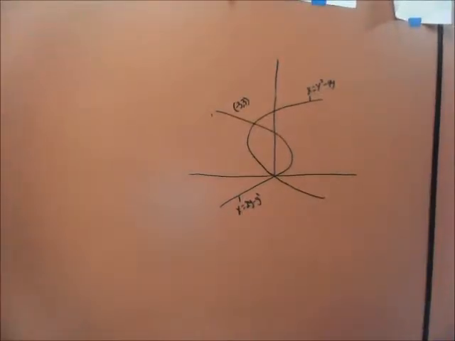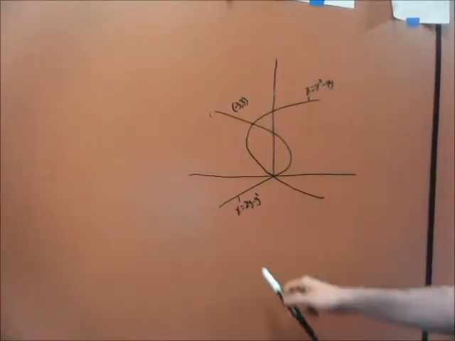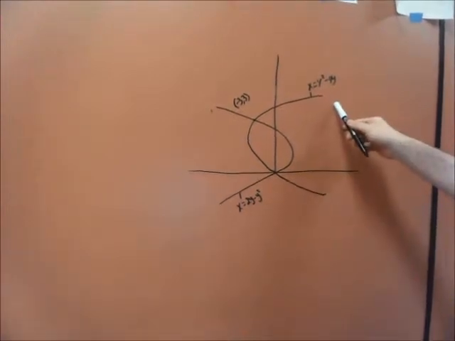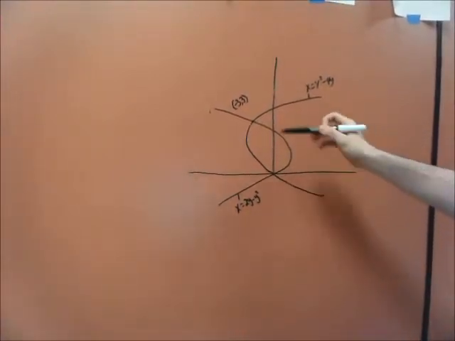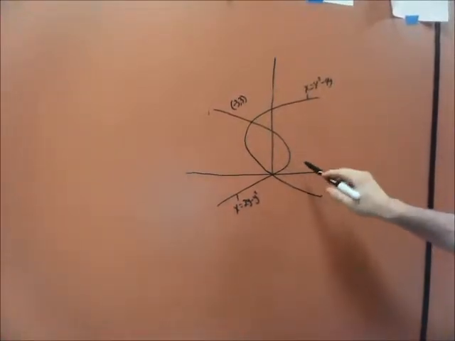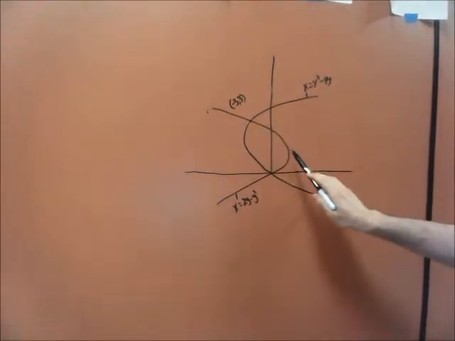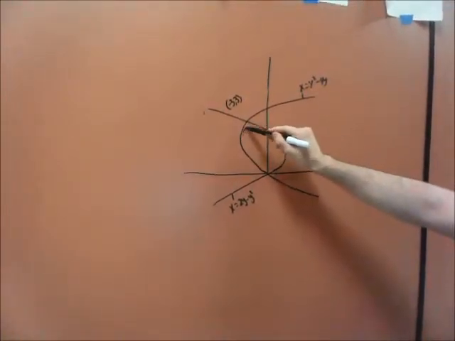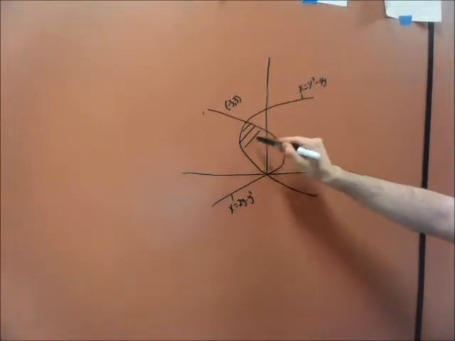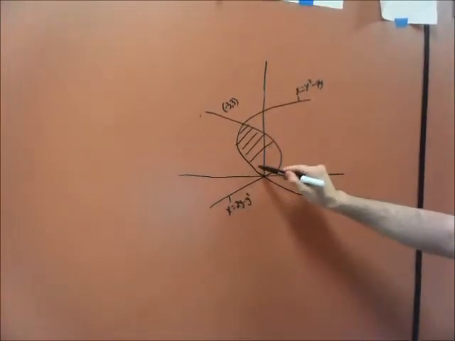Okay, time to erase. This is a problem where the equations are in respect to y, so you can't solve this from top to bottom. You're going to have to use the integral from right to left. So we're going to do right minus left, and we're going to find the area between these two curves.